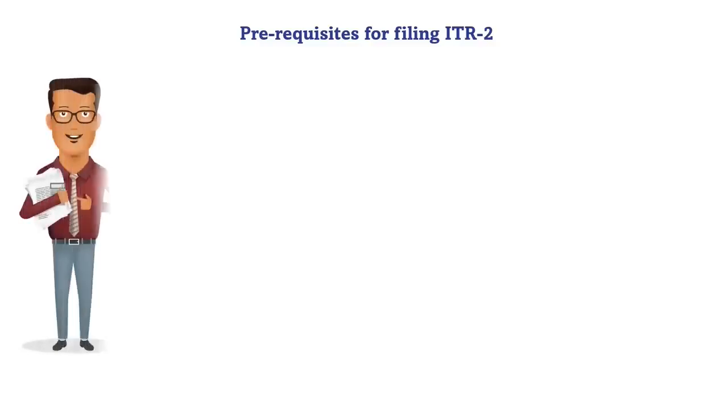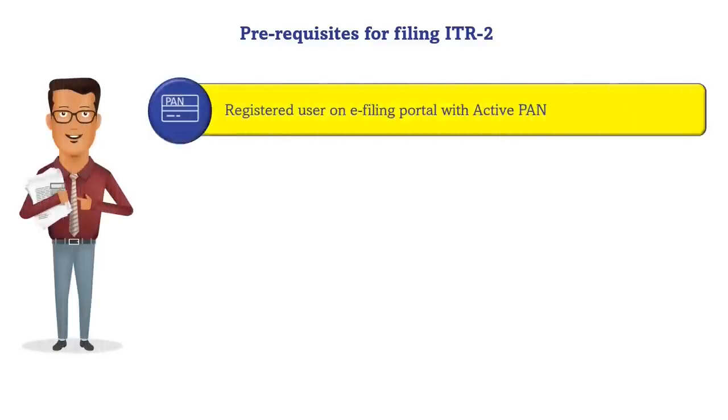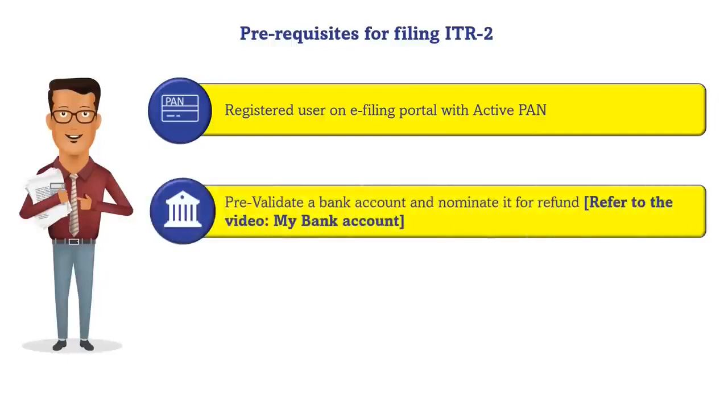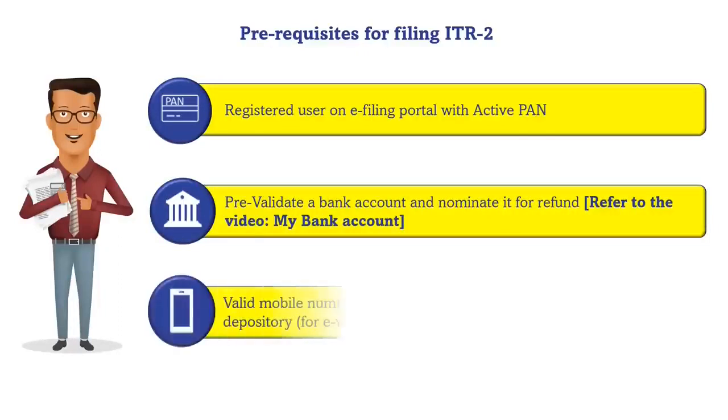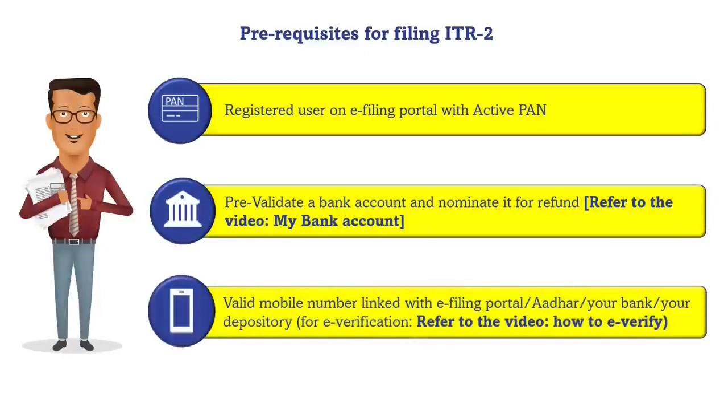In order to file Form ITR-2, you should be a registered user on the e-filing portal with an active PAN. In case of refund, you must pre-validate a bank account and nominate it for refund. You should also have a valid mobile number linked with e-filing portal or a mobile number linked with your Aadhaar, your bank, or your depository for the purpose of e-verification.